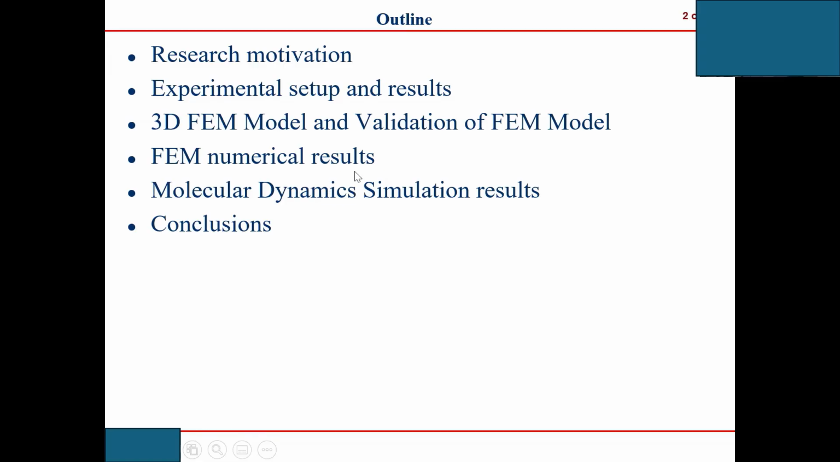And also, we have done something about molecular dynamics simulation. And I'm going to show you this MDS, the simulation MDS results also. So finally, I'm going to give you the conclusions.